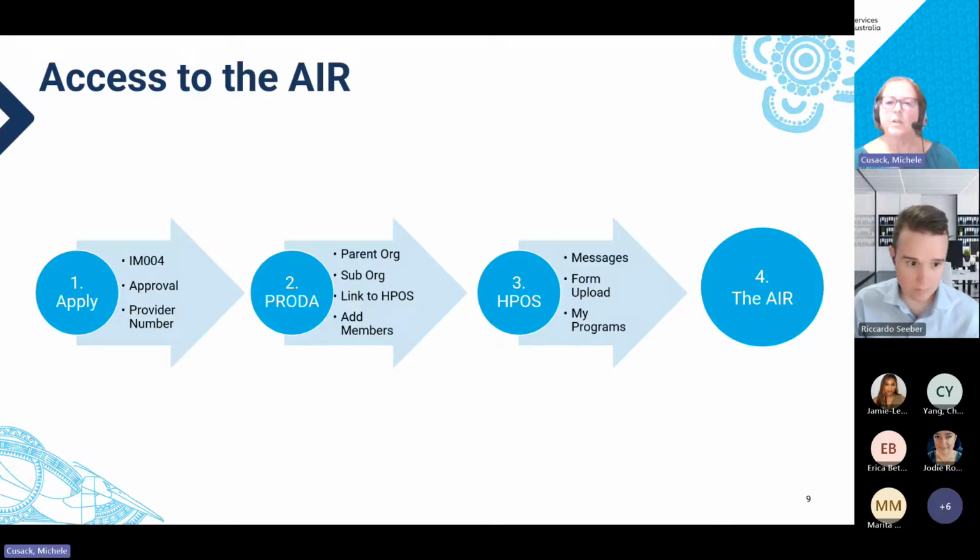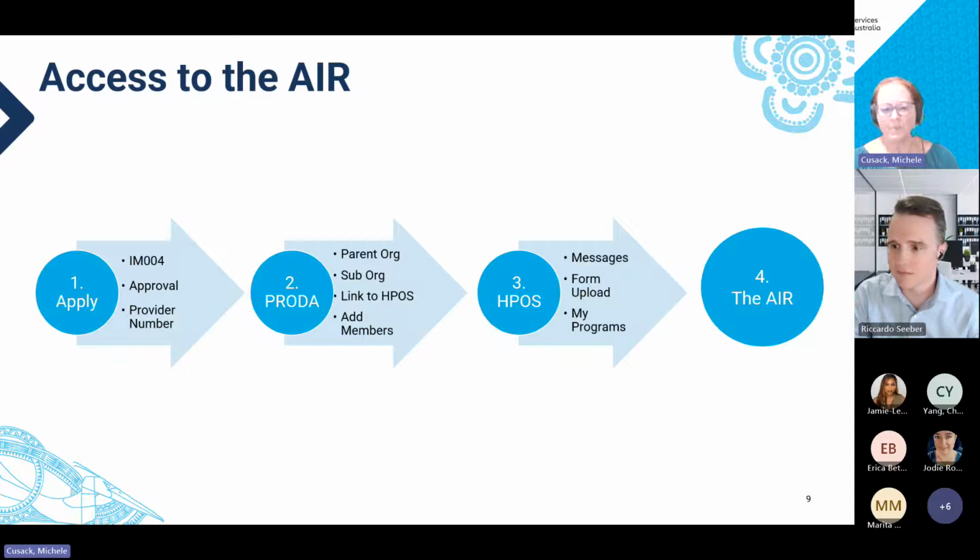Firstly, you would need to apply for an immunisation provider number, which is that form that's just popped up there, the IM004 form. Once completed, that gets sent through to your local state health department, and they'll go through the necessary checks, and then they'll approve, and they send it through to AIR for the AIR to actually process the application. Once that's done, then we will send out an AIR provider number and an AIR linking code, which is needed to actually link AIR to the PRODA organisation.